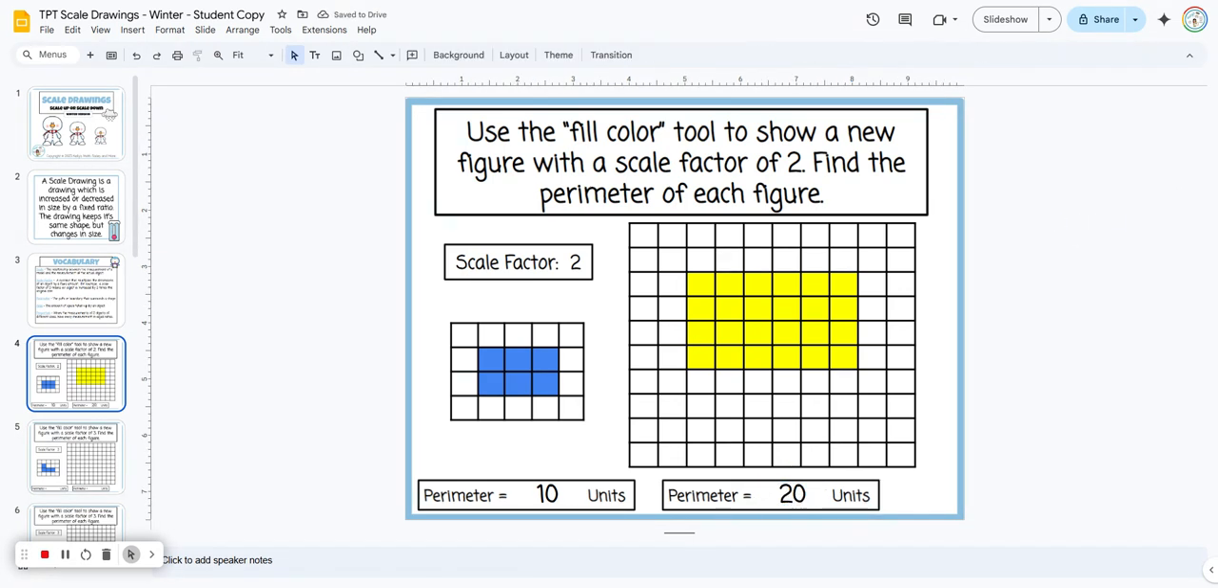So you want to point out to the students what happens to the perimeter when they scale up by a scale factor of 2: they just multiply the perimeter by 2, by the scale factor.